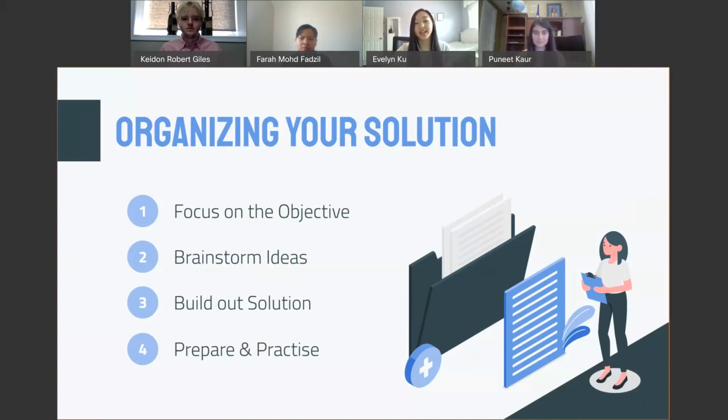So finally, the last step is to use those last few minutes to prepare and practice. So if you're using visual aids, often you'll have multiple sheets of paper stacked up.